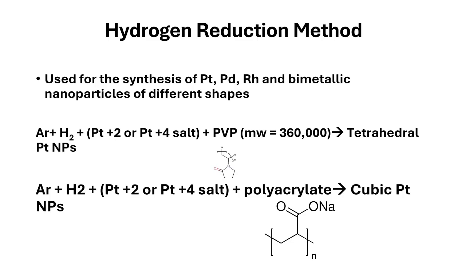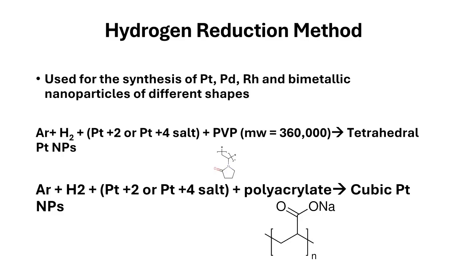In the case of preparing tetrahedral platinum nanoparticles, the Pt+2 or Pt+4 salt, potassium tetrachloroplatinate or potassium hexachloroplatinate salt, is added to doubly deionized water, and PVP of molecular weight 360,000 is used as the stabilizer. After the solution is prepared, argon gas is first bubbled using a gas trap for 15 minutes. Next, hydrogen gas is bubbled for 5 minutes. This process results in the formation of tetrahedral platinum nanoparticles.